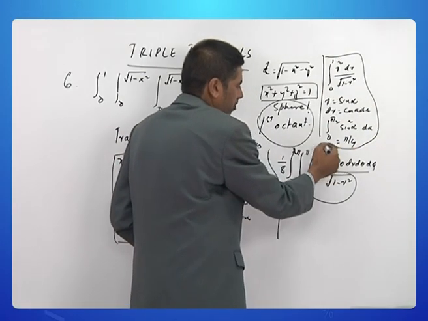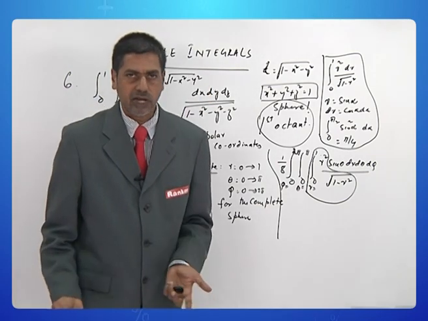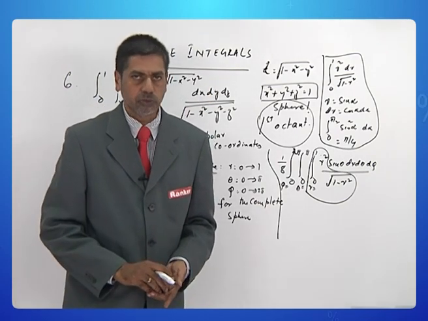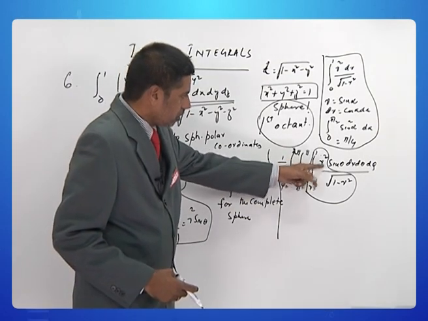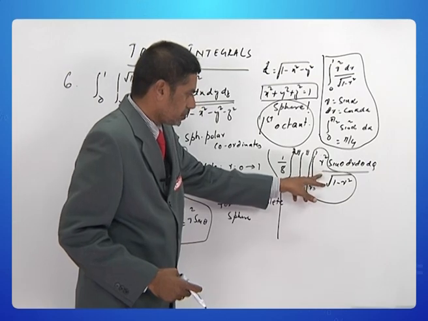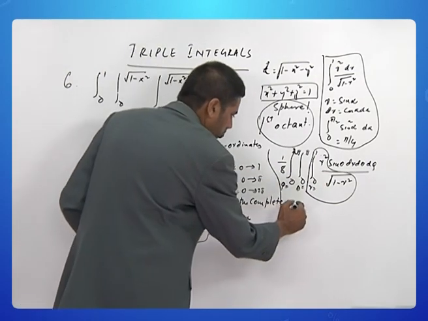Integration of sin square alpha from 0 to pi by 2 is always pi by 4. You can keep it as a very small result always to be used. So now with this integration over, we can substitute pi by 4 in this area. So what happens? We will get pi by 32.